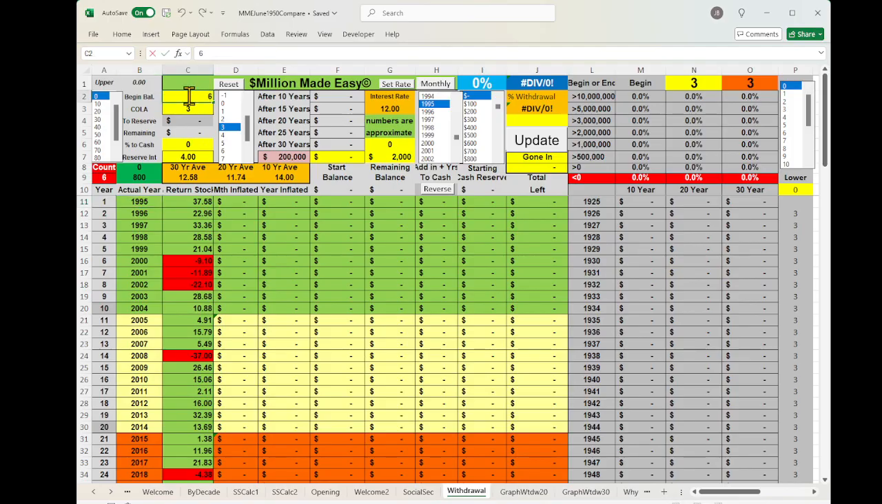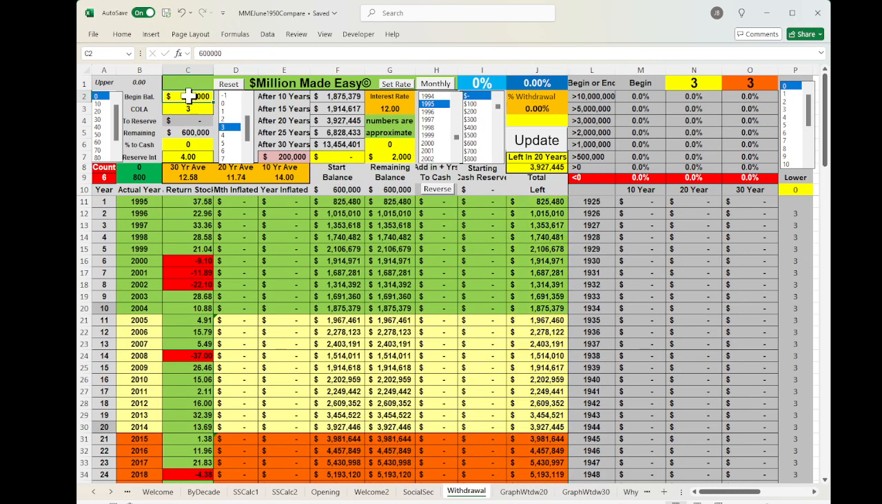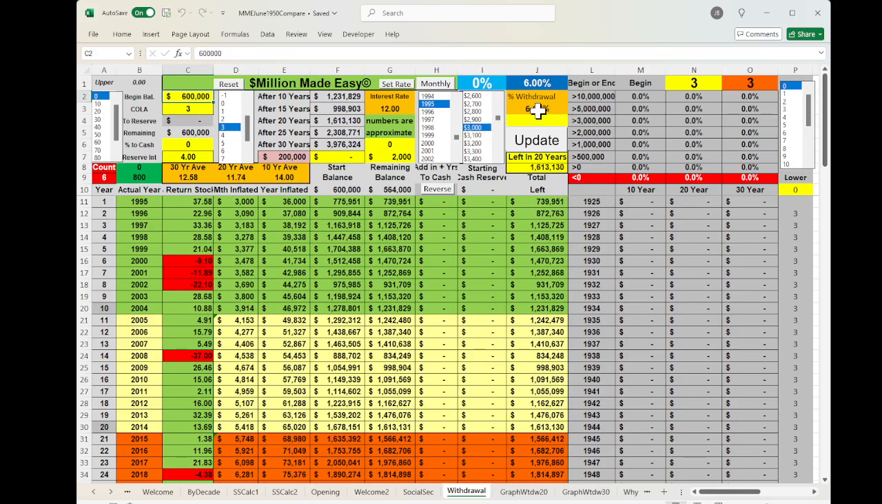So let's go ahead and say somebody has 600,000. This is one of the many spreadsheets that we use. This one can show us a lot of information. We're just going to be keying on your asset allocation in this one. So let's say you need 3,000 a month to live on. That's a 6% withdrawal rate. So it's quite a bit above the 4% rule.